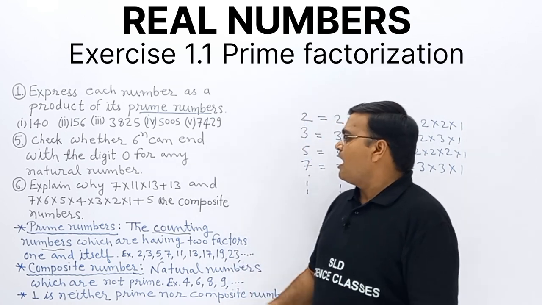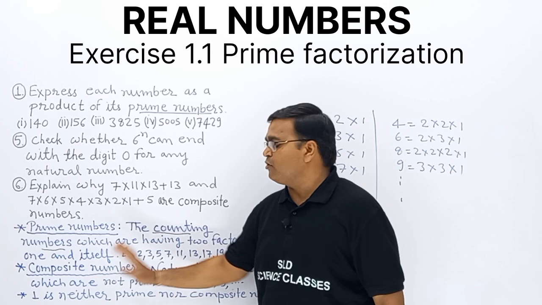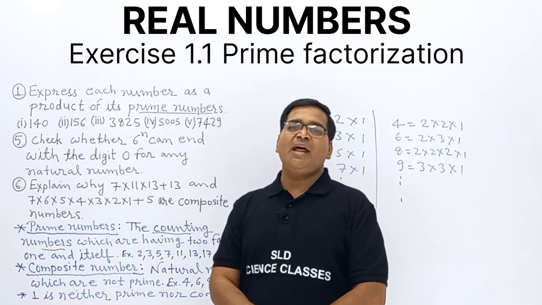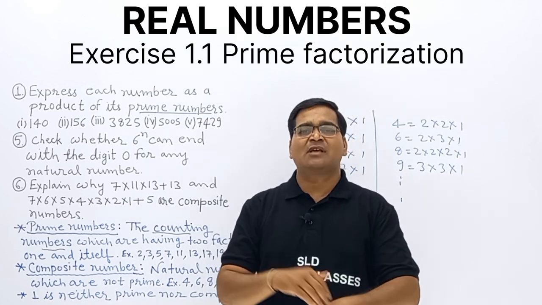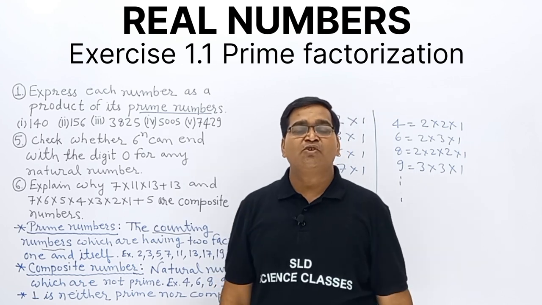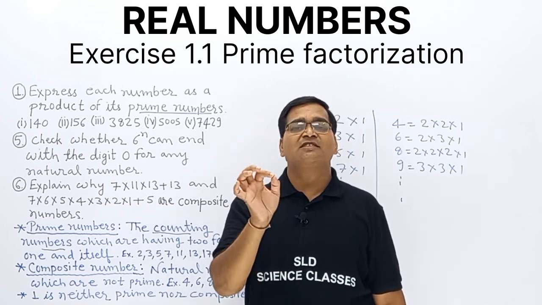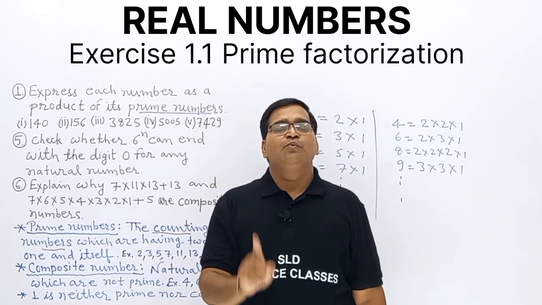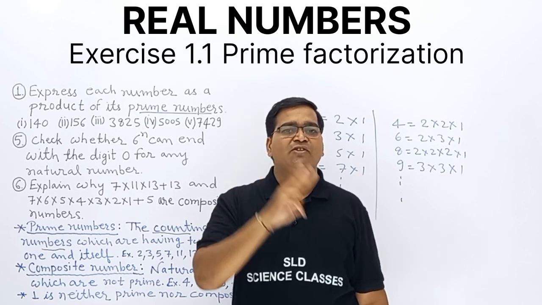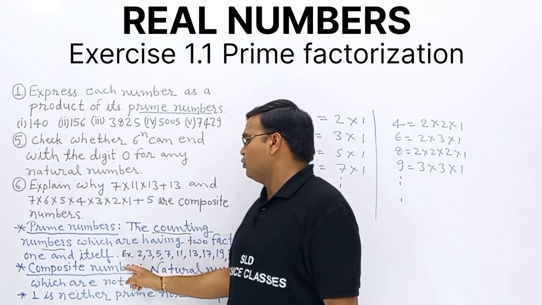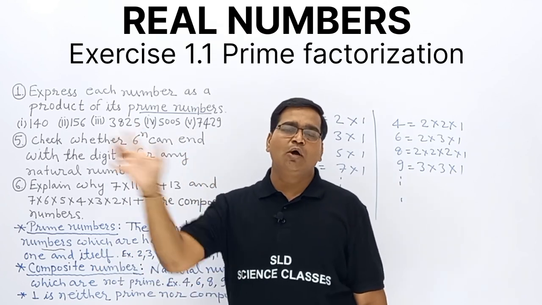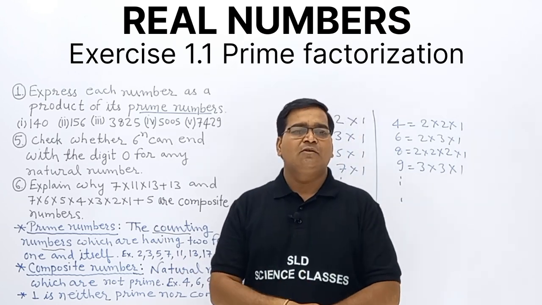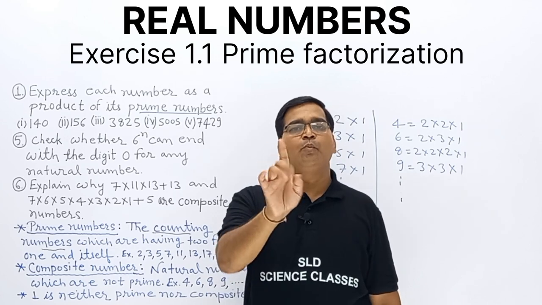What am I explaining? I am discussing prime numbers and composite numbers. Why? In exercise 1.1, the first question is linked to prime factorization. We want prime factors of some numbers. So for getting prime factors, first we must understand prime numbers and composite numbers. Prime numbers are counting numbers which are having 2 factors, 1 and itself. The smallest prime number is 2. 1 is neither prime nor composite. These are the examples of prime numbers, but those numbers which are not prime are called composite numbers.